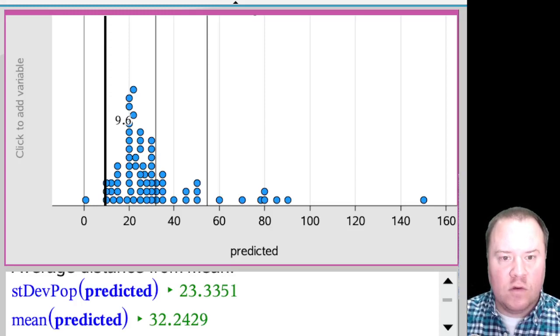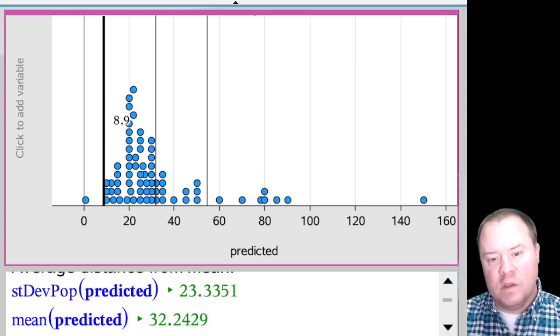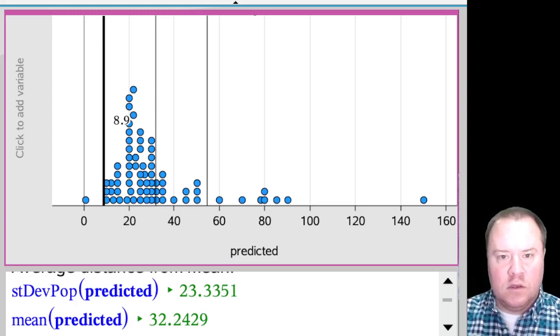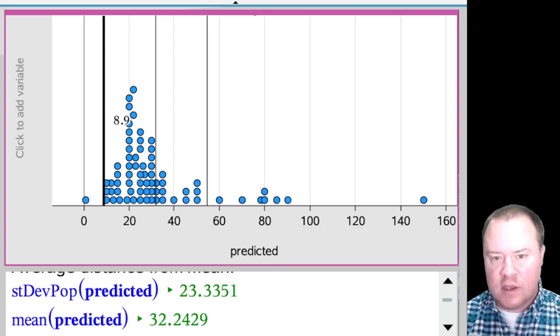I don't know why it's going to decimal points here, but we'll get it as close as we can. Let's say 8.9, sure. Okay. So, we see this is the distance below the mean. And you can see the majority of the data is in this range of one standard deviation.